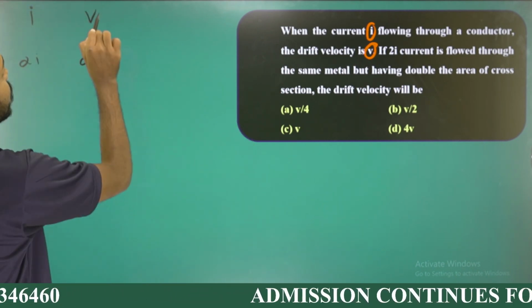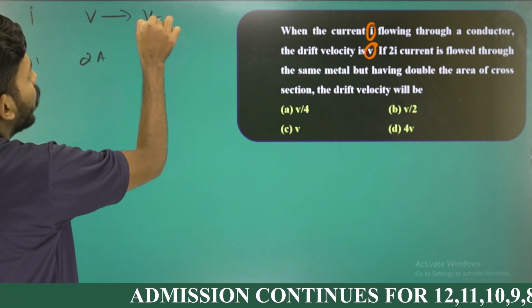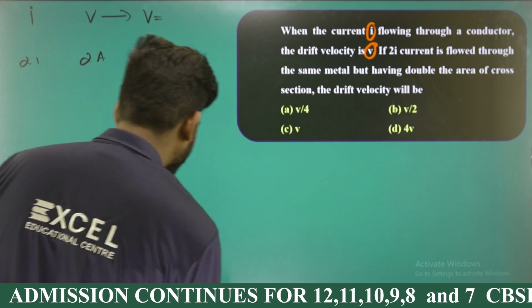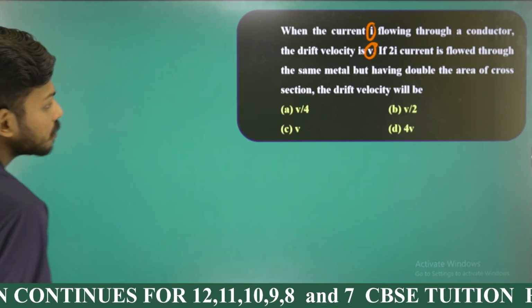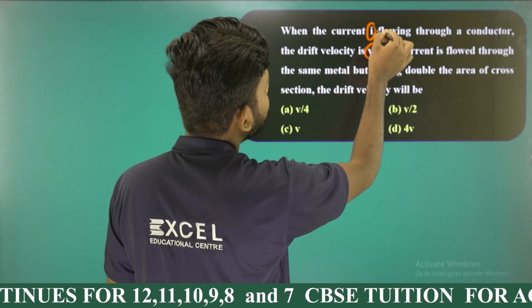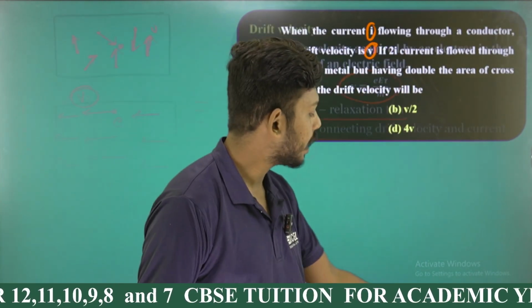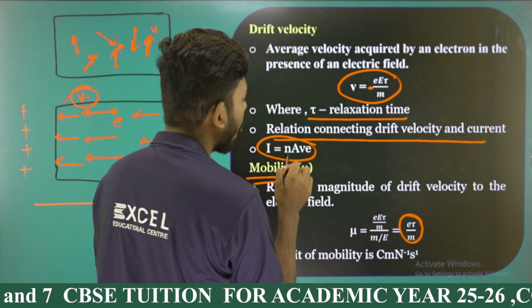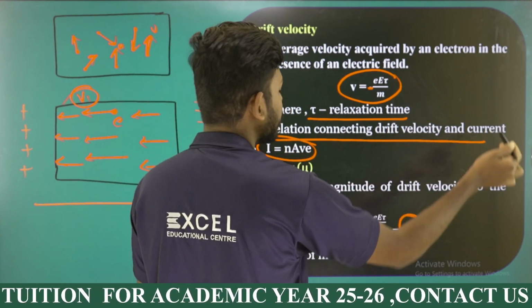In the first case, when the current is I, you have to connect these two terms. Just read the question. There are two terms, current and drift velocity. How will you connect these two terms? We'll end up with the equation I is equal to NeAV. Here we go, the relation connecting drift velocity and current.